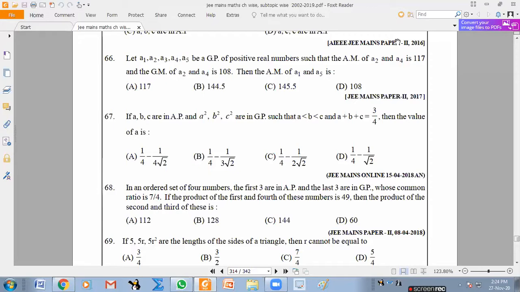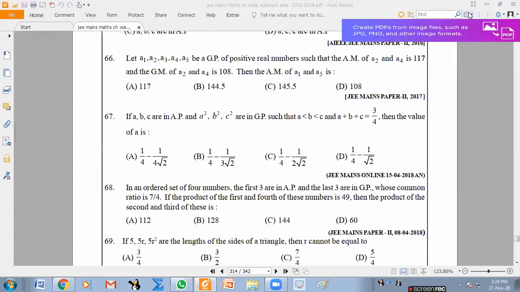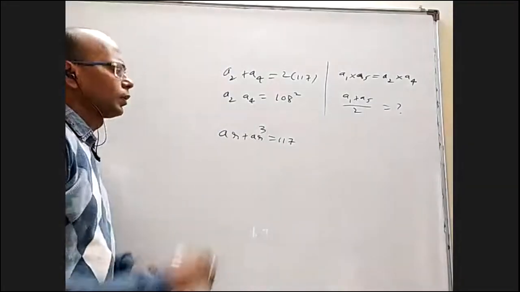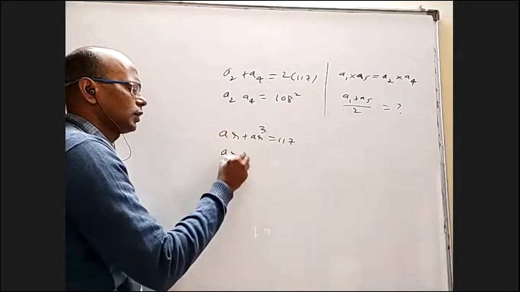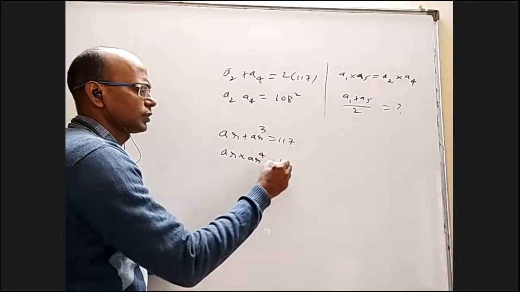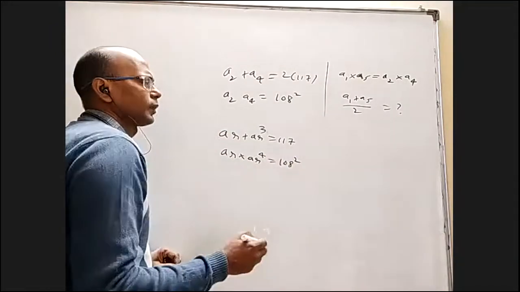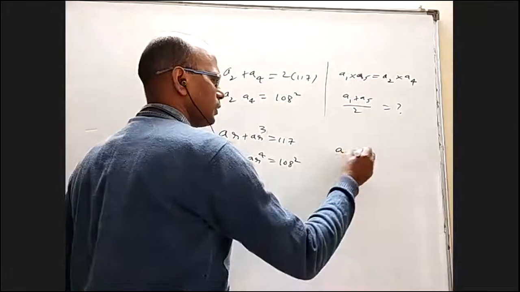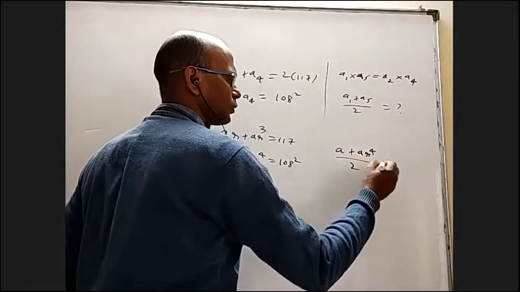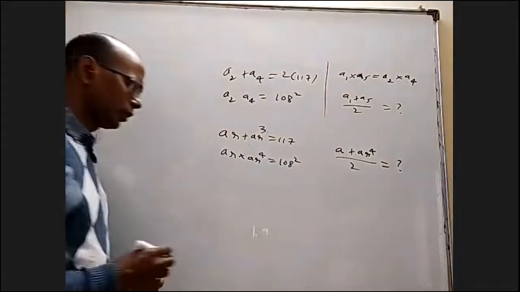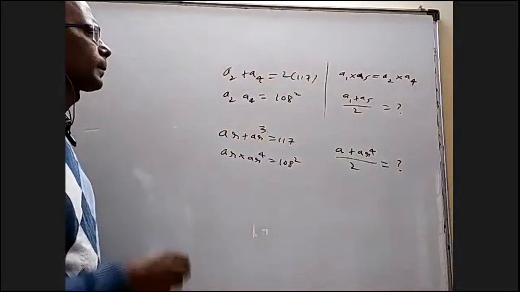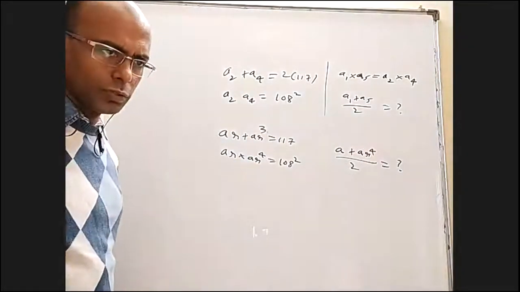Or you can take AR square that way. AR plus AR cube is 117. And this is A R into A R power 4 is 108 square. And the question was A plus AR power 4 by 2 is what? Okay. Anybody want to give a hint? How should we do it?